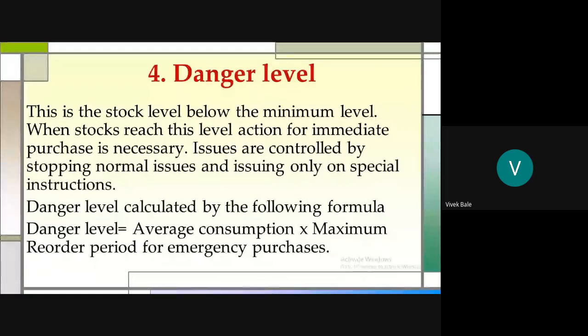And the fourth level is the danger level. Danger level is the level at which normal issue of raw material inventories is stopped. It means issue of material is being stopped and emergency issues are only made on special requisition approved by the competent authority. See what I said? Emergency issues are made on the special requisition approved by the competent authority.